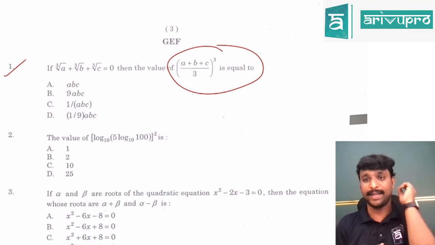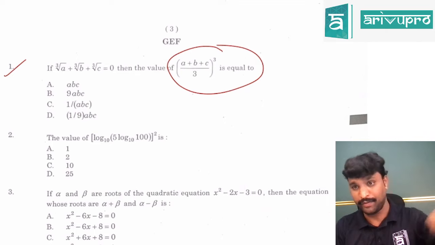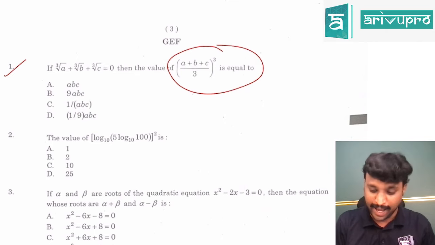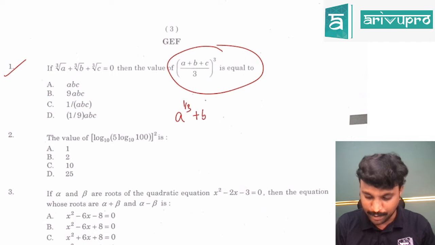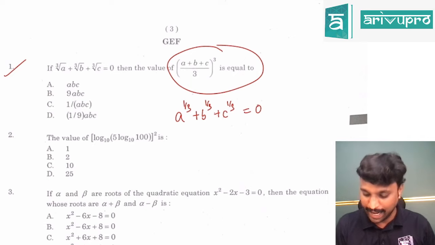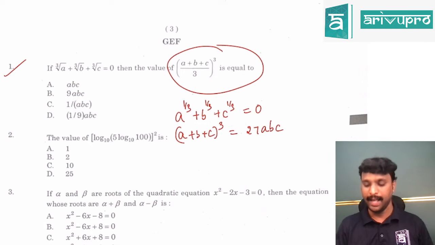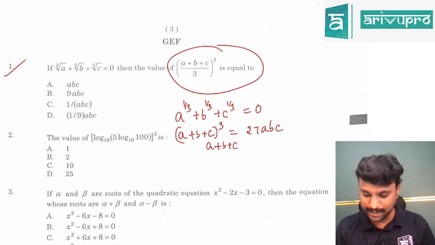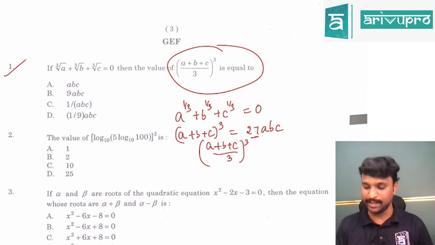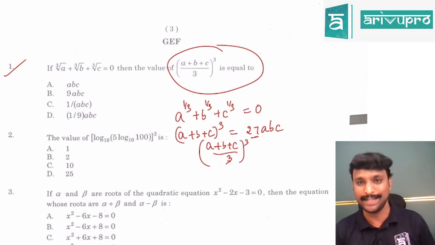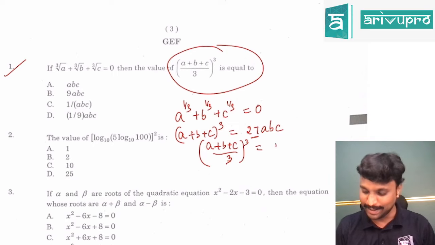All right, so guys, I have discussed in the videos or the recordings, you would have seen: a power 1 by 3 plus b power 1 by 3 plus c power 1 by 3, if this is equal to 0, then a plus b plus c the whole cube is equal to 27abc. So if I take this 27 within the brackets onto the LHS, it will become 3 the whole cube. You can see 3 the whole cube is what? 27. Yes or no? So this is nothing but abc.